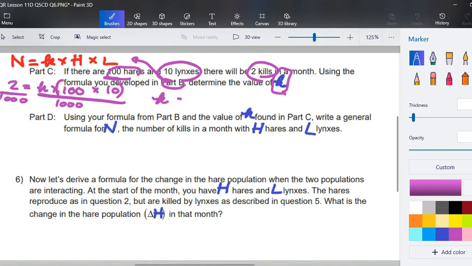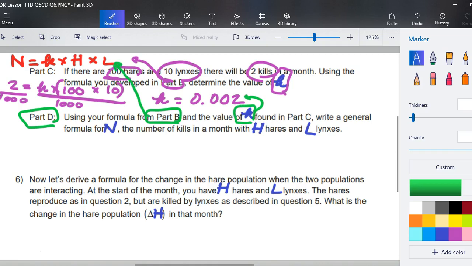And so K is going to be worth, I'll go ahead and grab a calculator. You can mess around with decimals, or you can go ahead and divide it yourself. But 2 divided by 1,000 gets us a constant of proportionality of 2 thousandths. Part D asks us to use the formula we got in part B and the value of K that we just found in part C.